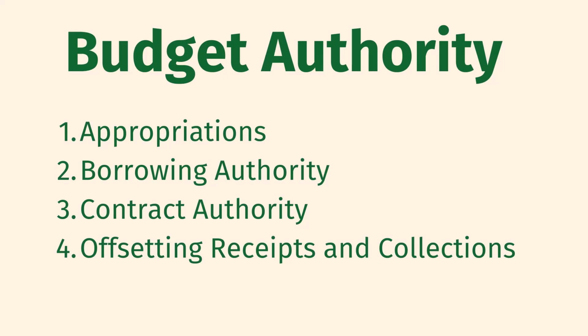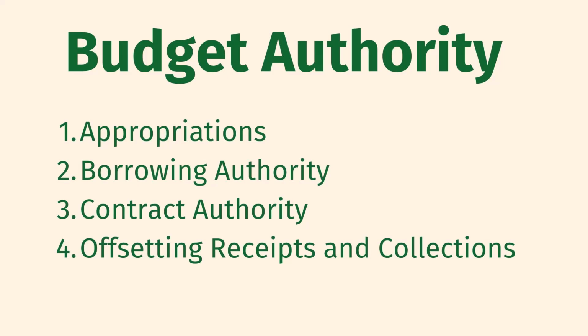Second is borrowing authority, which is budget authority that lets an agency borrow money, then obligate against those borrowed amounts. Third is contract authority, budget authority that allows an agency to incur obligations before receiving appropriations, with the understanding that future appropriations or collections will cover those obligations. Fourth is offsetting receipts and collections, which is budget authority that lets agencies obligate and spend money they collect from fees, sales, or reimbursements from other entities.